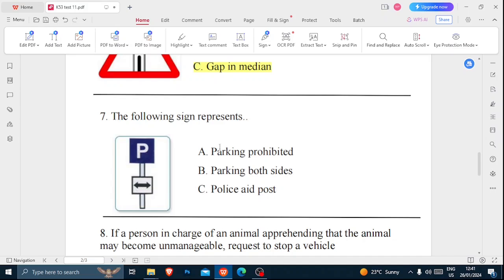So option A, parking prohibited. This one is not a parking prohibited sign. If it were, you would see a strike through on the P, right, and the sign would actually be a circle. So this one is parking both sides, so this one is the correct one. Police aid post, this one is also incorrect. I hope this one was very helpful and very clear. If not, just let me know in the comment section and I will make a video on it.